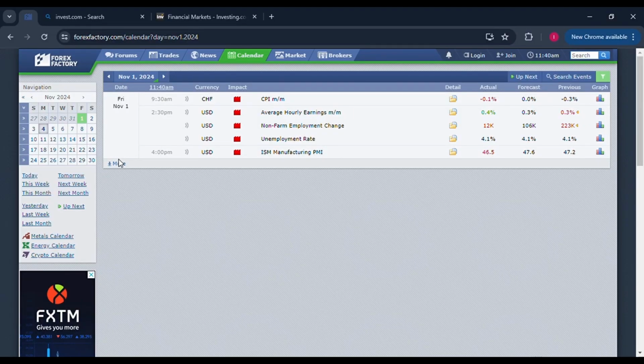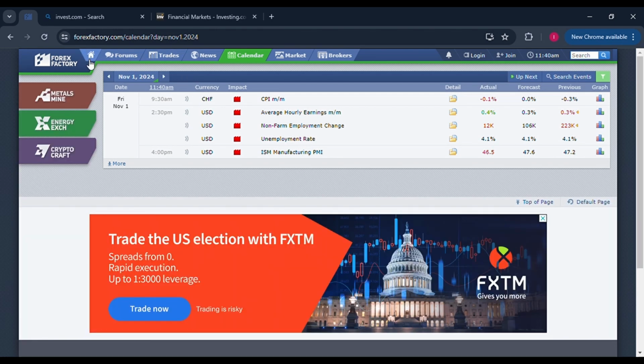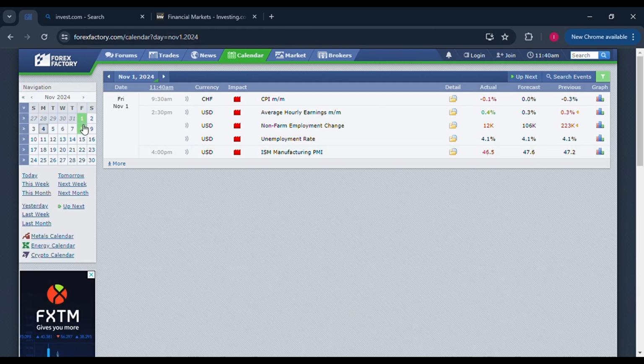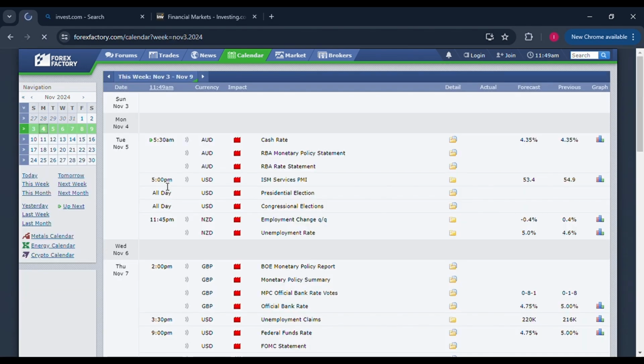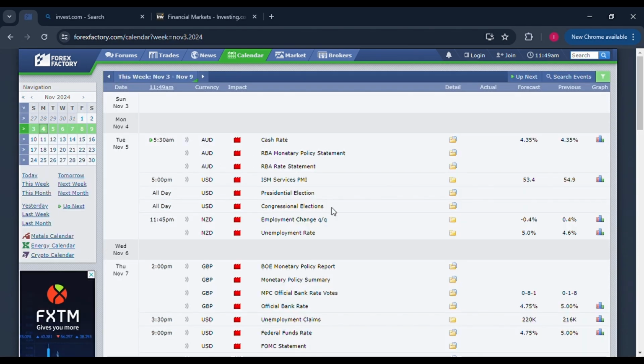So now we are here on this week, on the 3rd, 4th, 5th, 6th, 7th, 8th, 9th. So on this week we are waiting for something. Look at this. Where is it? Yeah, this is what I was talking about earlier. We're talking about the presidential election. It's going to happen the whole day tomorrow.